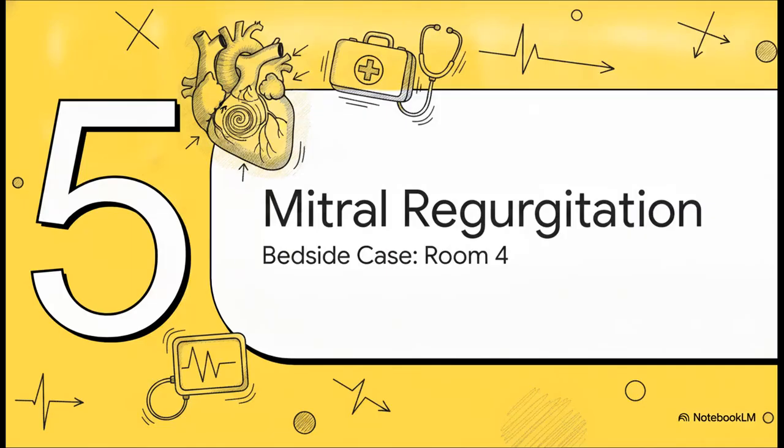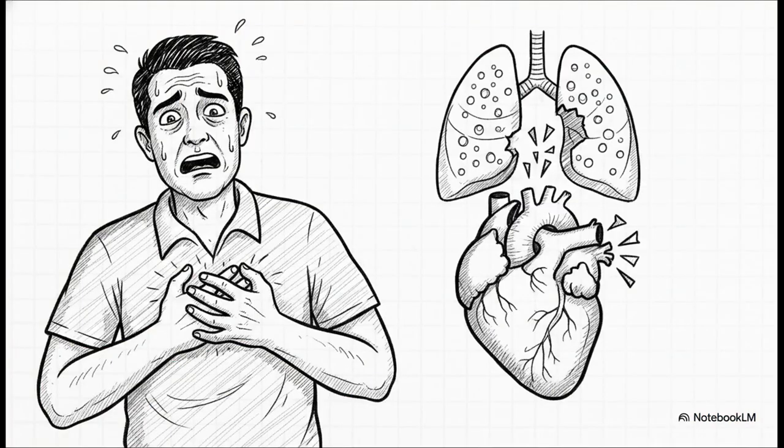Section 5, Bedside Case, Mitral Regurgitation, Room 4. Okay, hustle to Room 4, doctors, because we've got a high-pressure acute emergency on our hands. Look at the monitors. 60-year-old male, day 4 post-inferior STEMI. He just developed sudden-onset severe dyspnea and acute respiratory distress. He's hypotensive, reading 88/56, and his extremities are cool. Clear signs of cardiogenic shock.